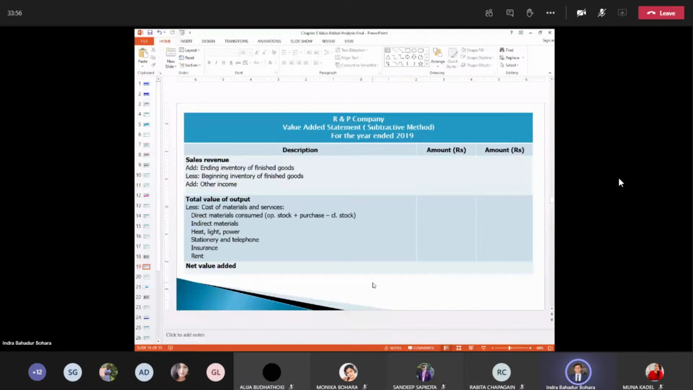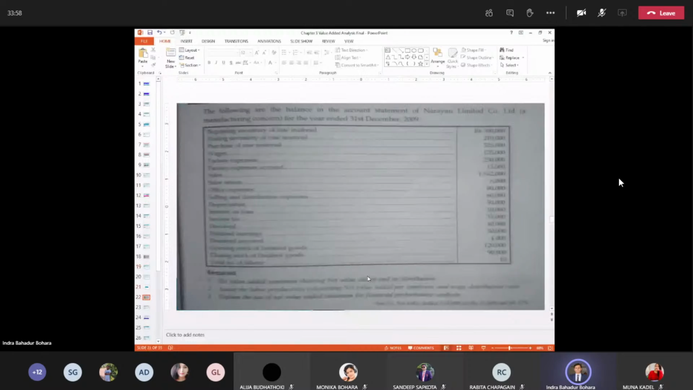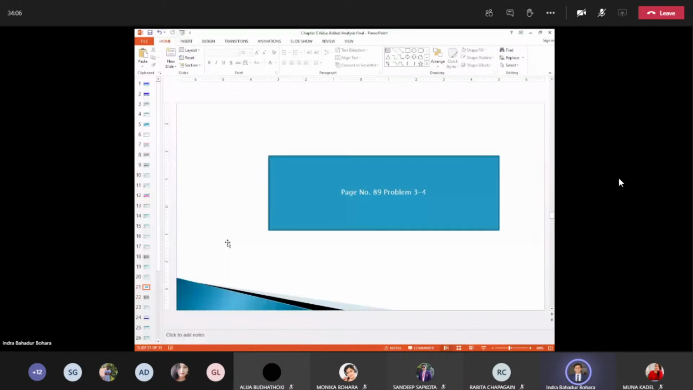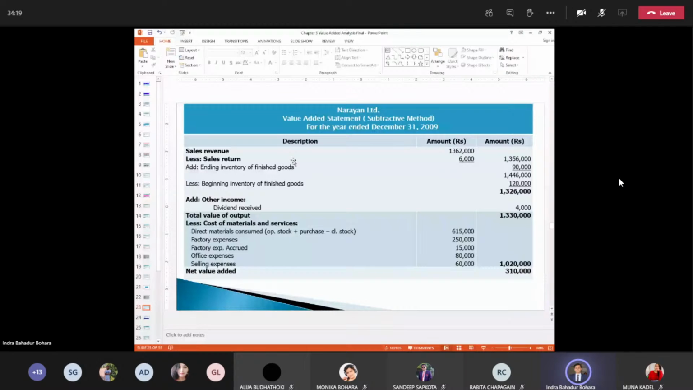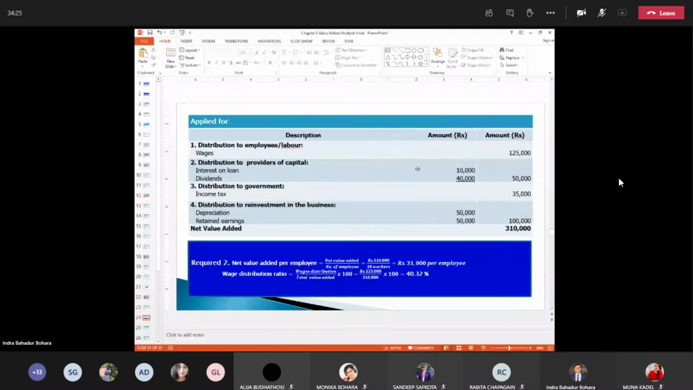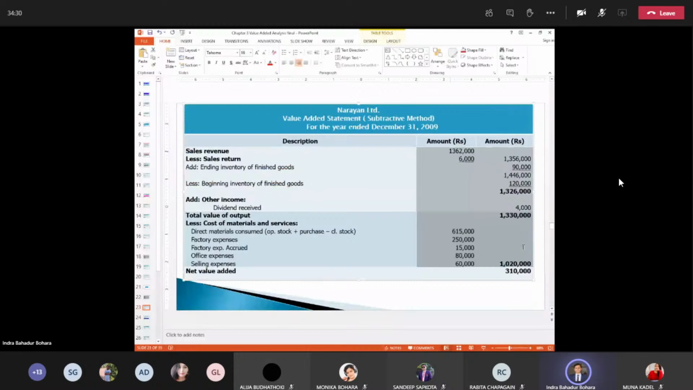So we are going to prepare the value added statement. From page number 89, question 3.4, we are going to practice this question. All of you prepare the format, then we discuss the question. 3.4, page number 89. All of you draw the format for 3.4.